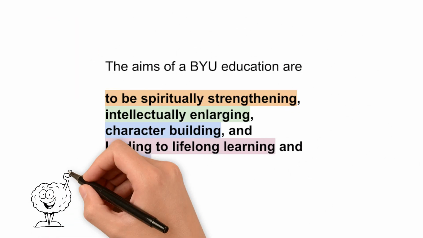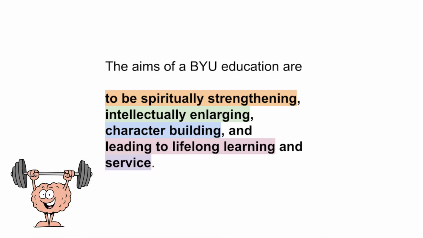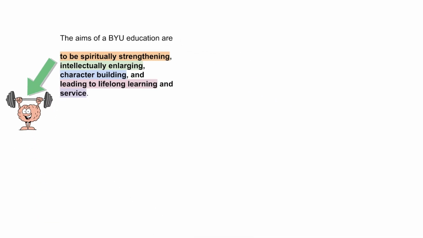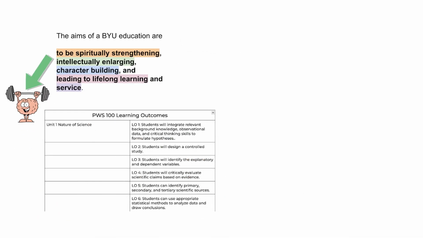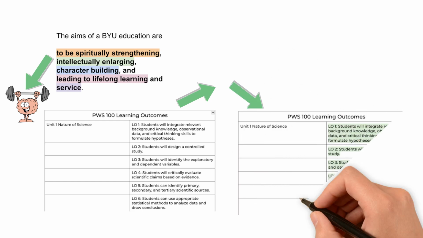Thinking about including the AIMS was new for me, but I'd had a lot of good practice writing intellectually enlarging learning outcomes, so I started there. On my learning outcome table, I color-coded intellectually enlarging green. After highlighting each learning outcome, I had so much green.